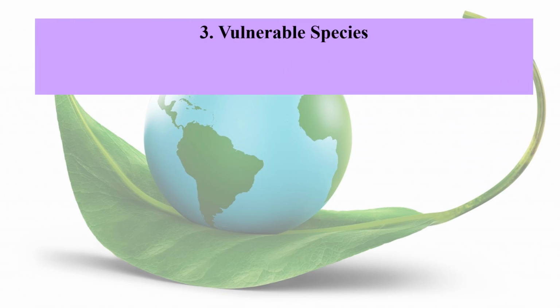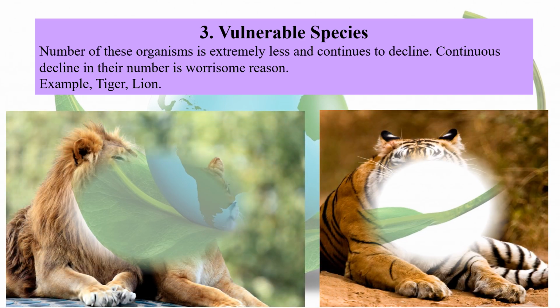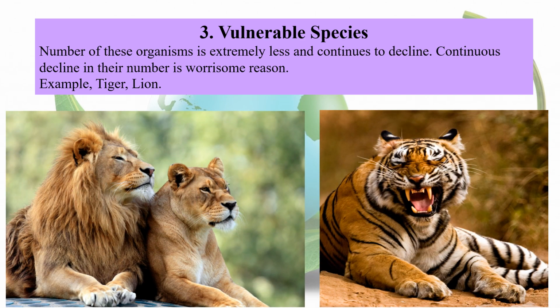The next is vulnerable species. Now, what is the meaning of vulnerable species? There are a number of organisms whose numbers are extremely low and continue to decline. Continuous decline in their number is a worrisome reason. मतलब इनका जो numbers है ये already बहुत कम है, और अगर इनके numbers बहुत कम हो चुके हैं तो it is like a worry करने की चीज है हमारे लिए. ठीक है, like the lions and the tigers.